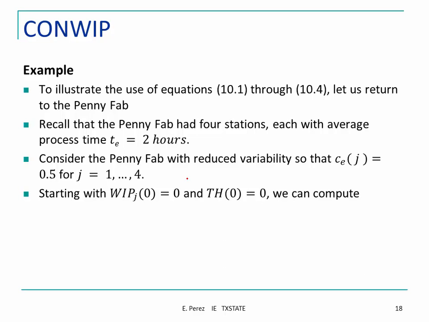So to illustrate the use of these formulas, we're going to work this example, and we're going to refer back to the Penny Fab example that we discussed at the beginning of this course. So remember, we have 4 stations, and each station takes an average processing time of 2 hours. And then we're going to consider the Penny Fab with reduced variability. So we're going to say that c_e,j is going to be 0.5 for each one of the stations. And we're going to start with a WIP of 0 and a throughput of 0. And from there, we can compute the following.